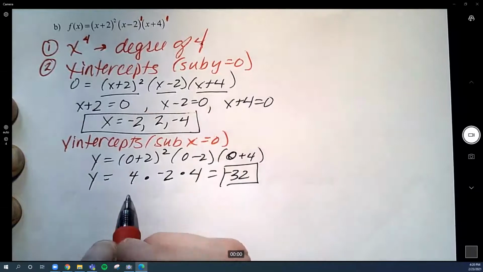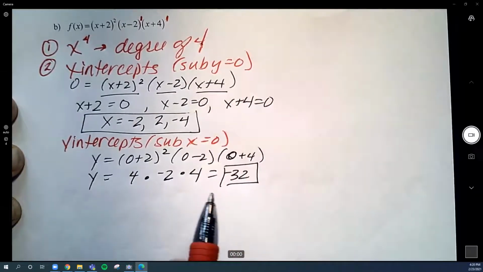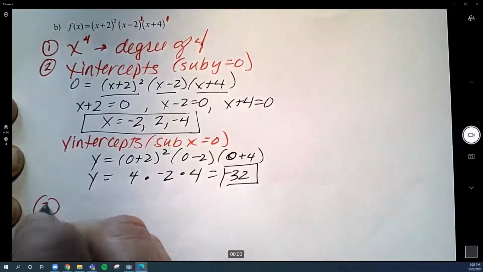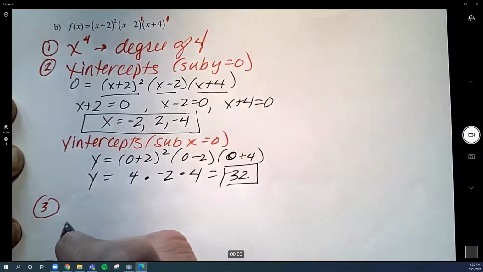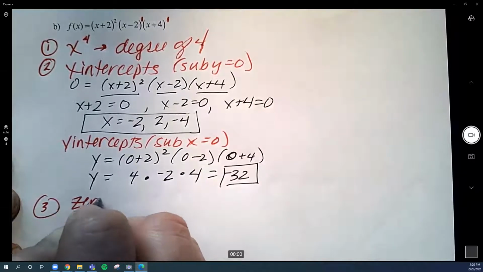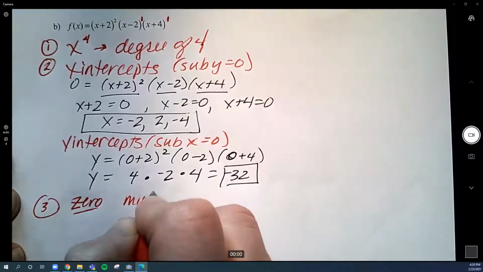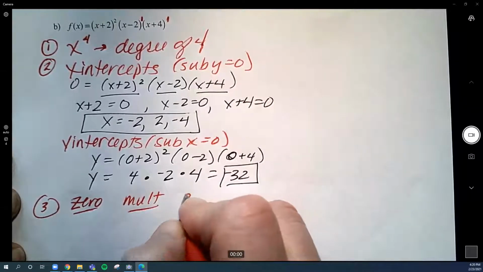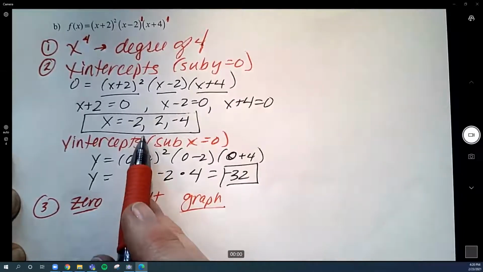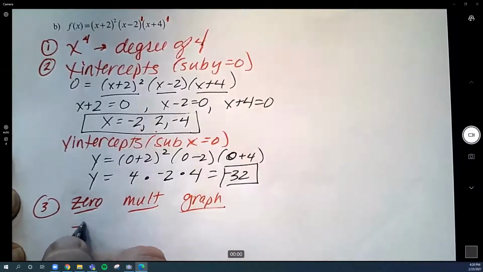Let's go ahead and find the rest of the information, then we'll put it on the graph last. The next step, step 3, we're going to determine whether the graph crosses or touches at each of those x-intercepts. So let's look at each individual 0 and decide whether the multiplicity tells us what it's going to do on the graph. Well, as you can see, we have 3 zeros at -2, 2, and 4.